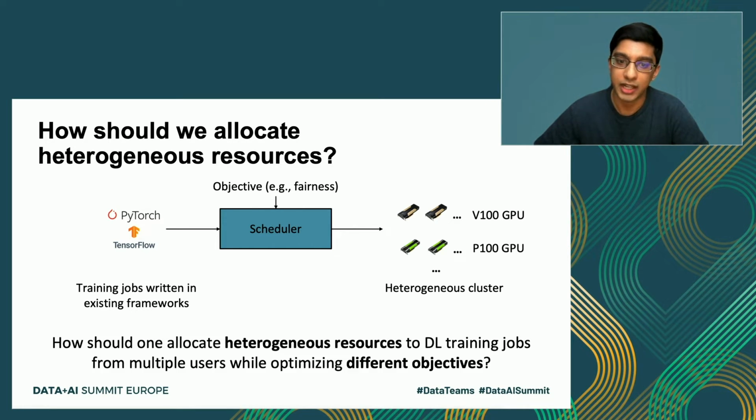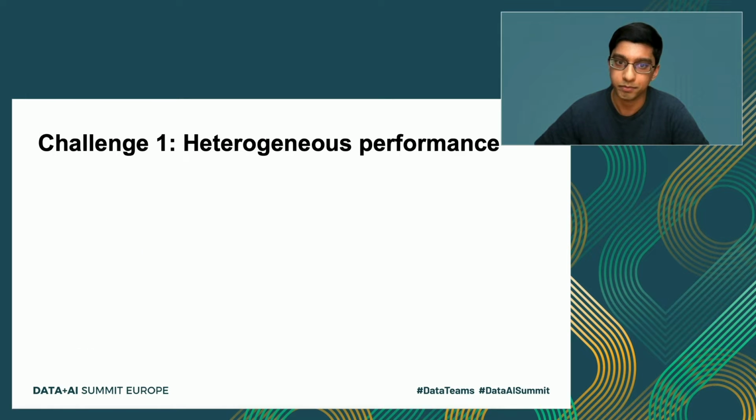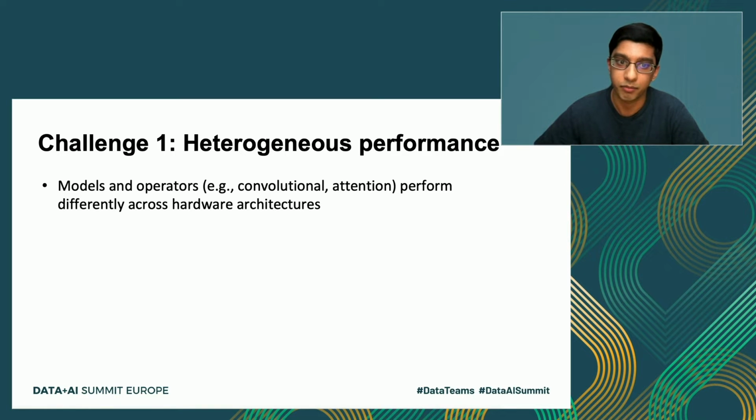So the question we're trying to answer in this paper is how we should allocate heterogeneous resources to DL training jobs for multiple users while optimizing for different cluster-wide objectives. And there's a number of challenges associated with this problem, the first of which is heterogeneous performance behavior. So we observed that there are many different types of deep neural networks, and each one of these models has different operators, for example, convolutions and attention blocks, which perform differently across different hardware architectures.